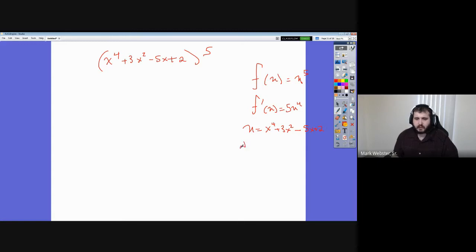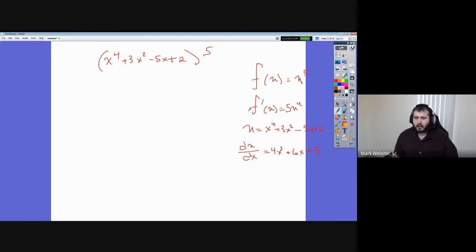And now your du dx, we can take the derivative of this thing. Well, just each of these pieces individually, right? Derivative of x to the fourth, 4x cubed, plus the derivative of 3x squared, that's bring down the 2, 2 times 3 is 6, x to the first, minus the derivative of 5x is just 5, plus 2, the derivative of 2 is just 0, so we don't have to put it.